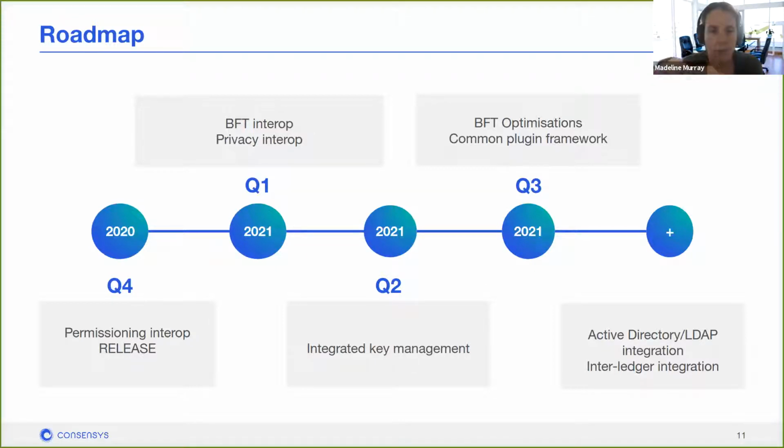So then moving into next year, in Q1, we'll have a BFT consensus mechanism that's interoperable. Nico mentioned currently both clients have BFT consensus mechanisms, so this is about ensuring we've got a common mechanism and we can use both clients on the same network with that mechanism. Privacy interop is about ensuring we've got a common privacy model across both clients.